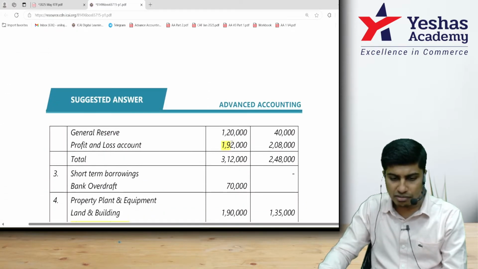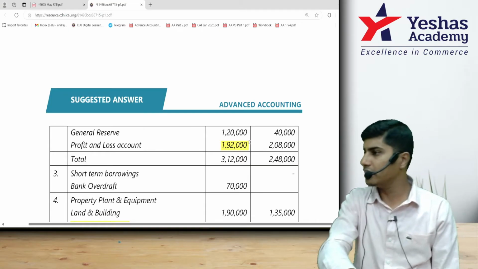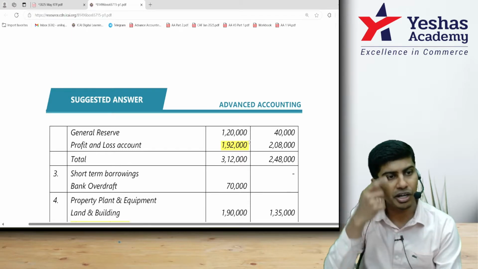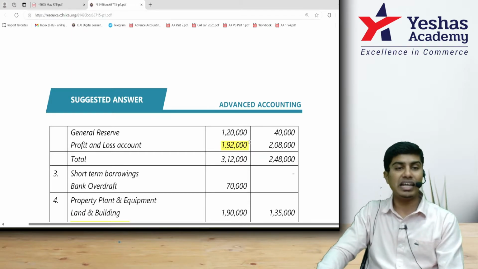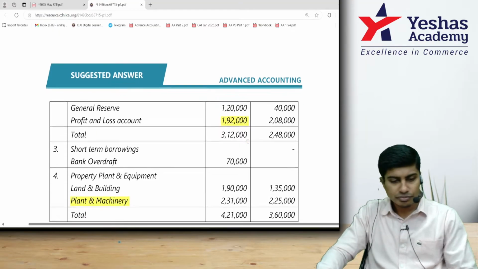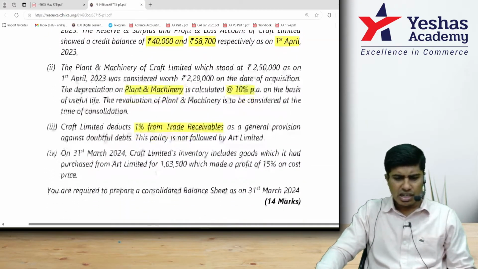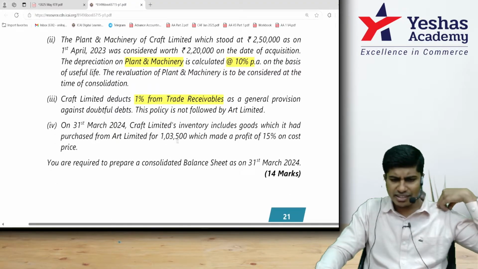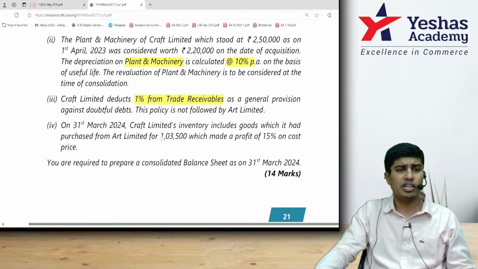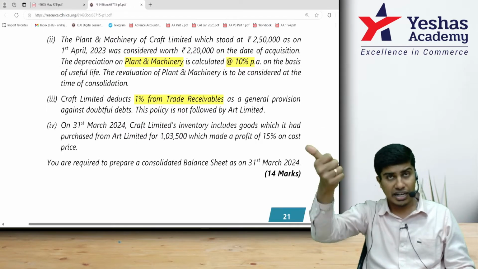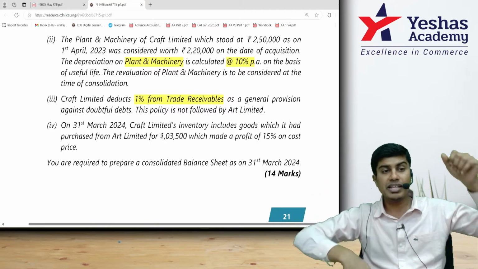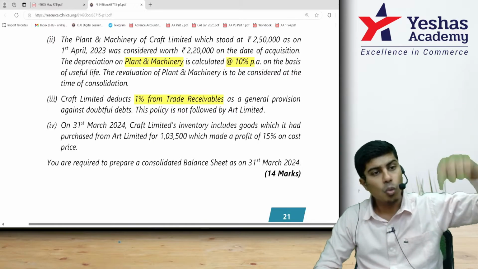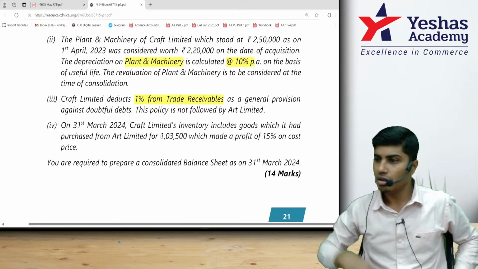Here I'll mark P&L with a little highlight, stating that this has to be adjusted. Reserves of the holding company, which is relating to its profit and loss, has to be written in the inner column because we need to eliminate unrealized profit from the same. Understood? What do we have after that? After that, we have 1,03,500 on which 15% at cost price. Cost is 100, profit is 15, selling price is 115. Selling price is 103,500. We should do cross multiplication 15 by 115 to find the profit. We will do it eventually.